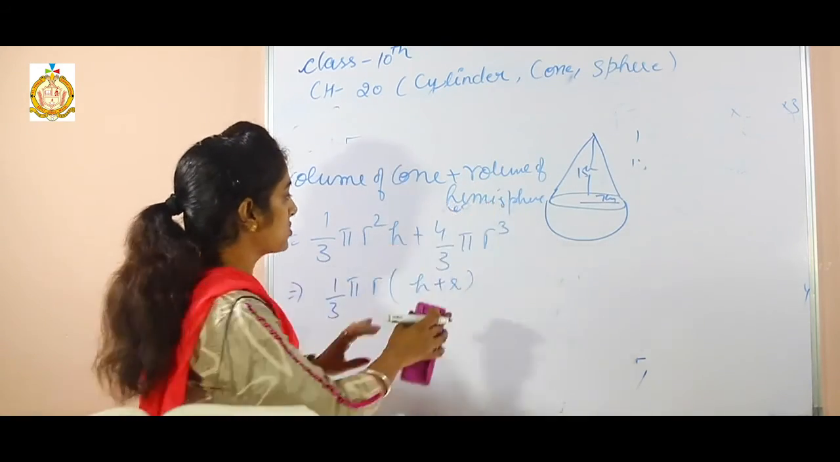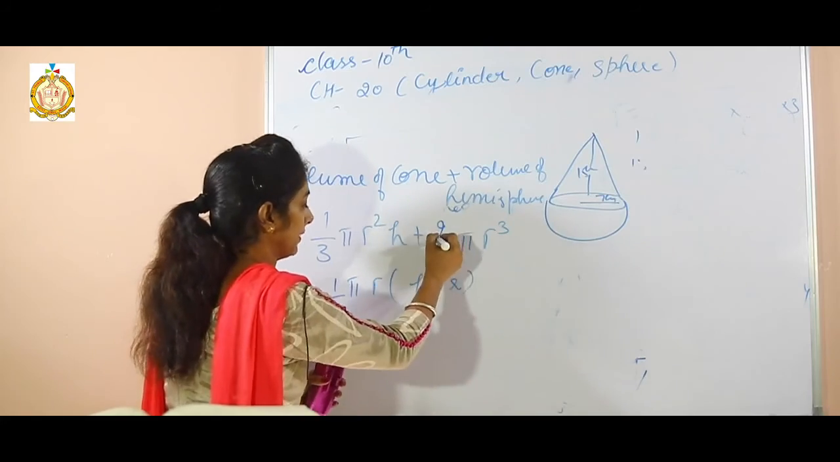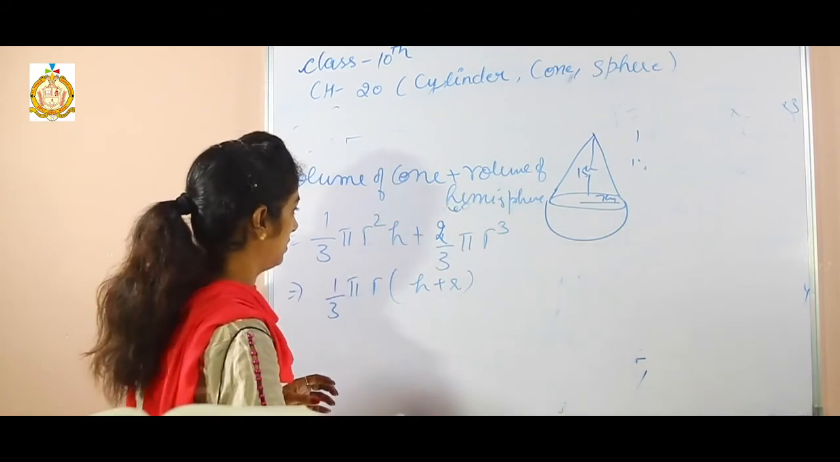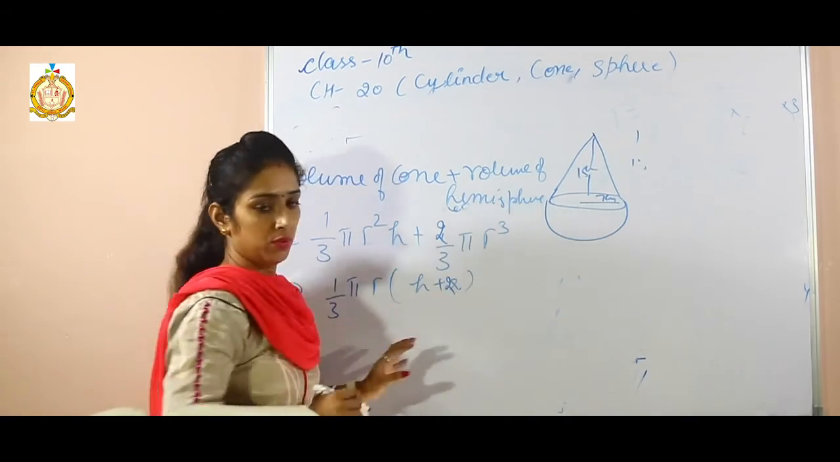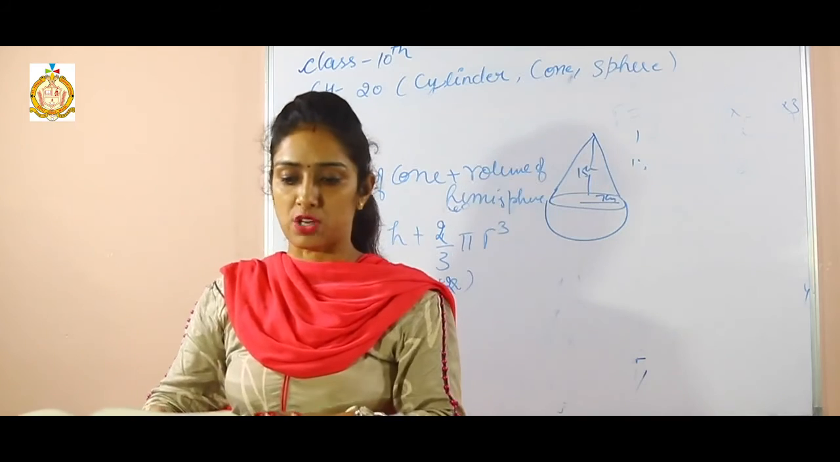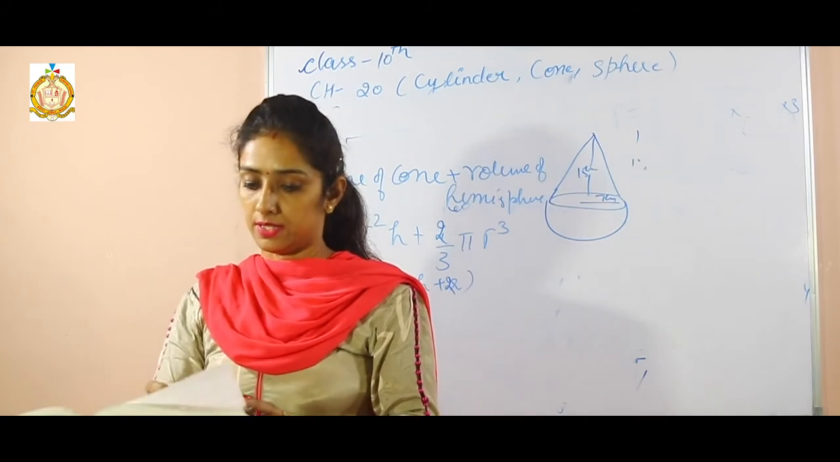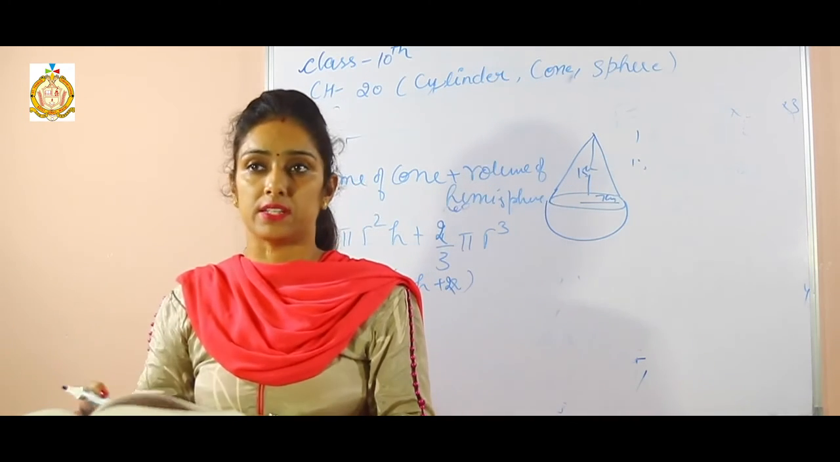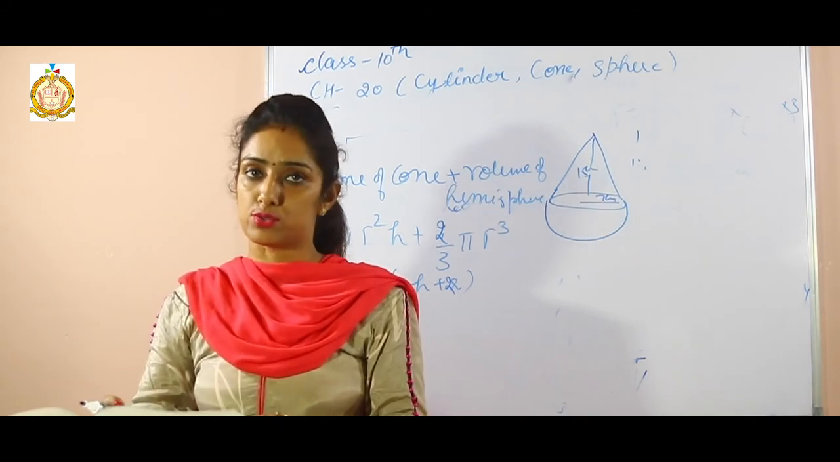Students, here it is a hemisphere, so you put 2 by 3 and there is a 2. With this, this chapter is complete. There are exercises 20F and 20G, which are a miscellaneous exercise, so you can try to solve them.